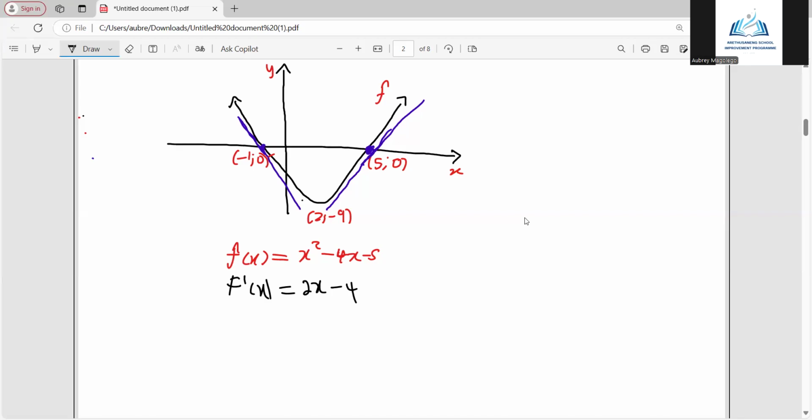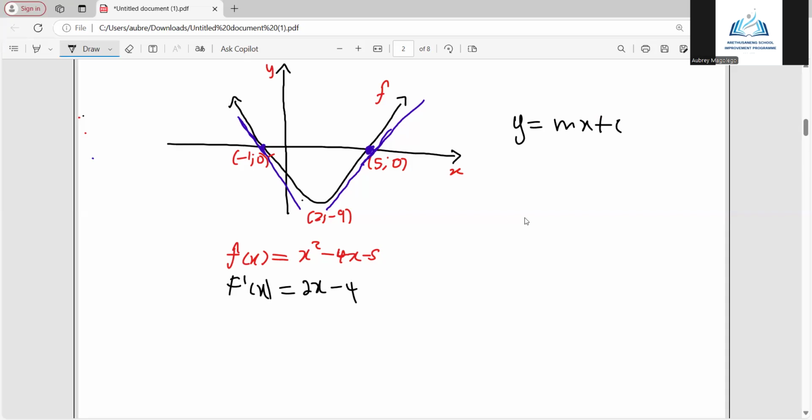Let me start with the one that intersects at 5 and 0. What I know is that the equation is going to be y is equivalent to mx plus c, because this is the equation of a linear function, which is a straight line. Also remember, a tangent is a straight line which can be defined by that equation. But how are we going to find the gradient if we only have one point on the graph, which is the point of contact of the tangent and the graph?